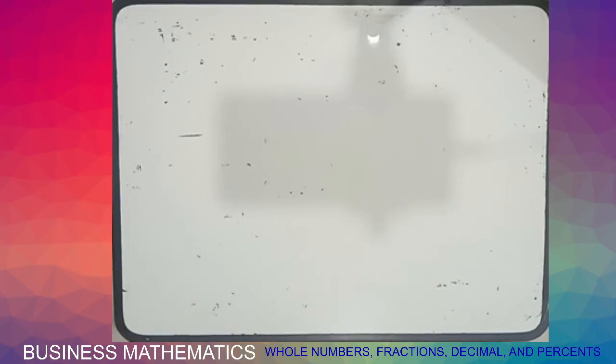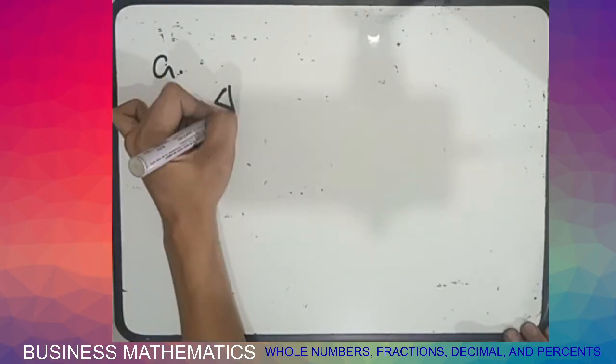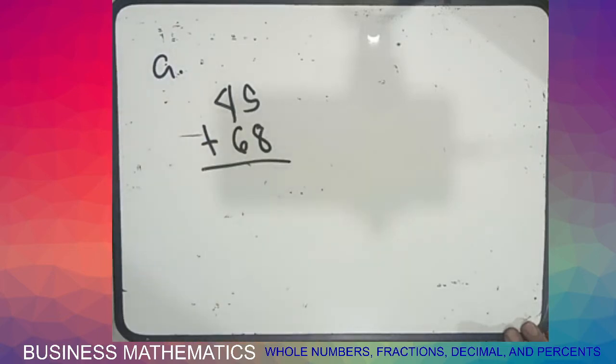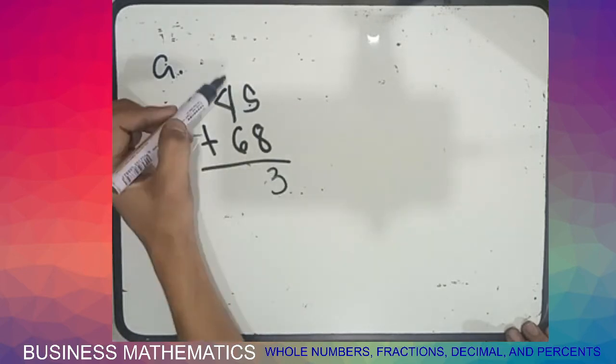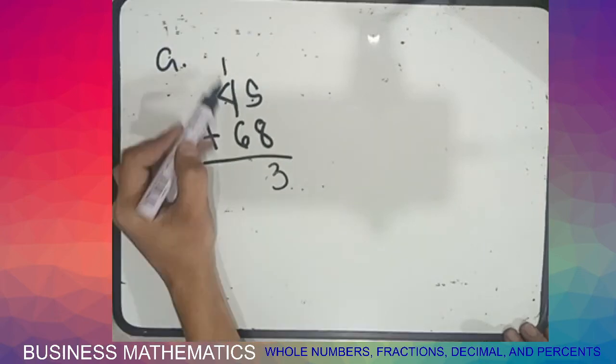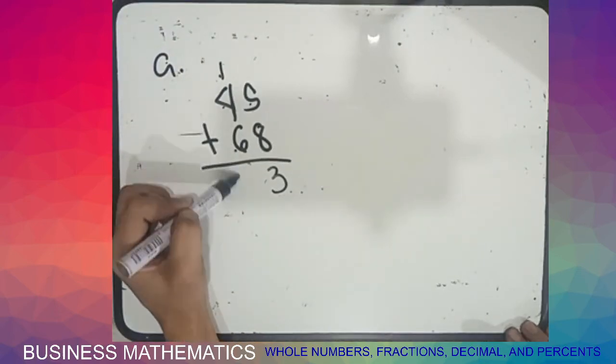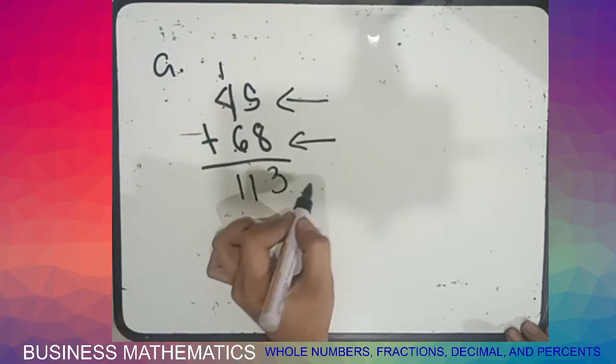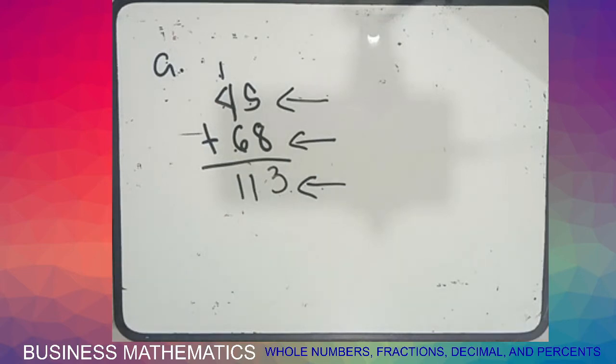For example, meron tayong pag-a-add number, 45 plus 68. Okay. So, pag-plusin natin. So, 5 plus 8 is 13. So, carry 1. 4 plus 1 is 5. Plus 6 is 11. So, anong tawag kaya sa 45 at 68 tsaka sa 130? So, kung tandaan nyo. So, anong tawag dyan? Okay, Sam. So, correct.